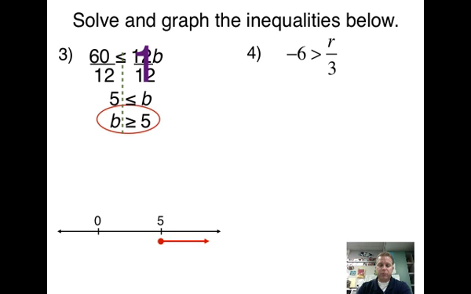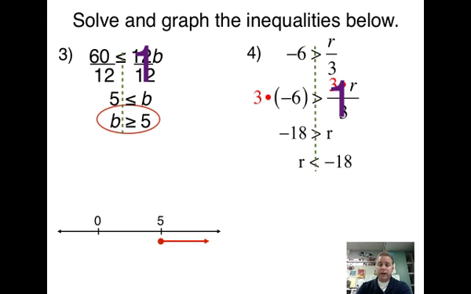Now back to number 4. They're dividing by 3, so we'll multiply both sides by 3. 3 over 3 is a big fat 1. We'll get negative 18 is greater than r. If negative 18 is greater than r, that means r is less than negative 18. So we'll do our graph. We'll put negative 18 and 0. We'll do an open circle. And in this case, we're going to go to the left for less than.